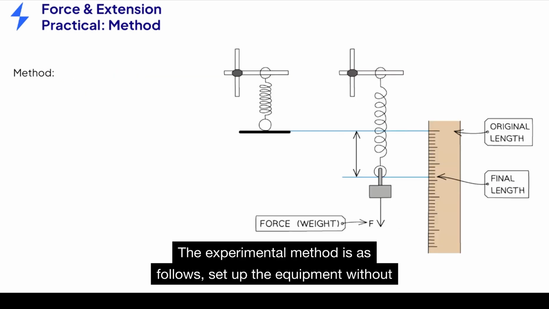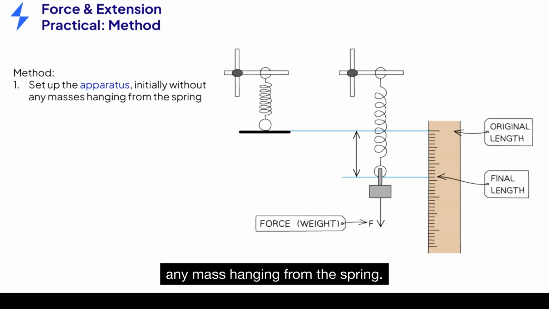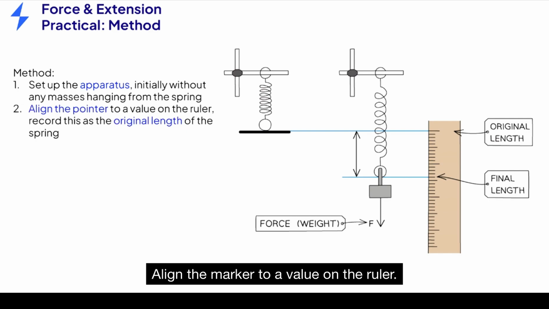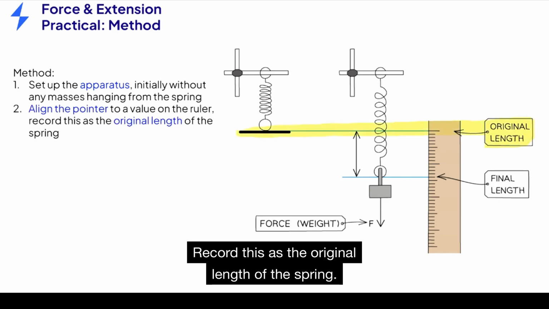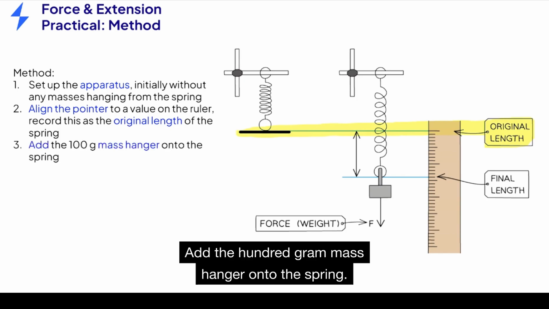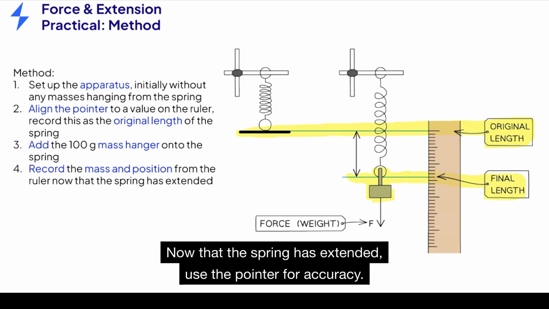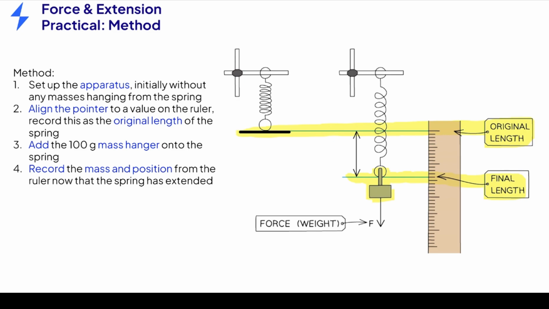The experimental method is as follows. Set up the equipment without any mass hanging from the spring. Align the marker to a value on the ruler. Record this as the original length of the spring. Add the 100-gram mass hanger onto the spring. Record the mass in kilograms and the position in centimeters from the ruler. Now that the spring is extended, use the pointer for accuracy.